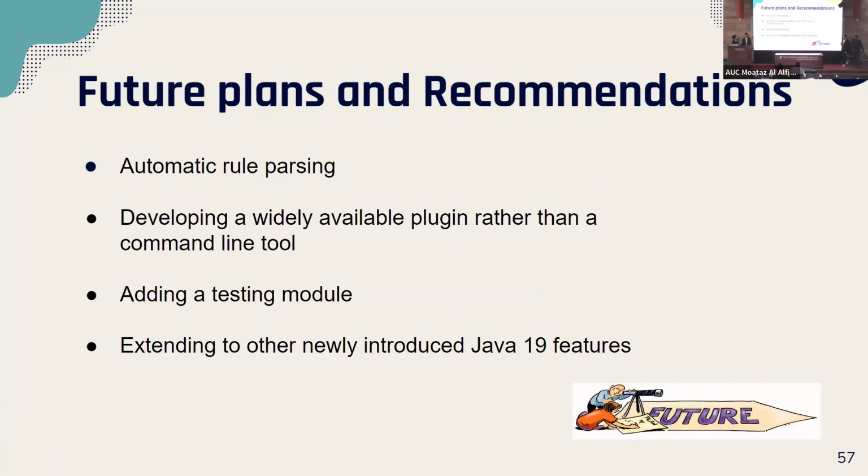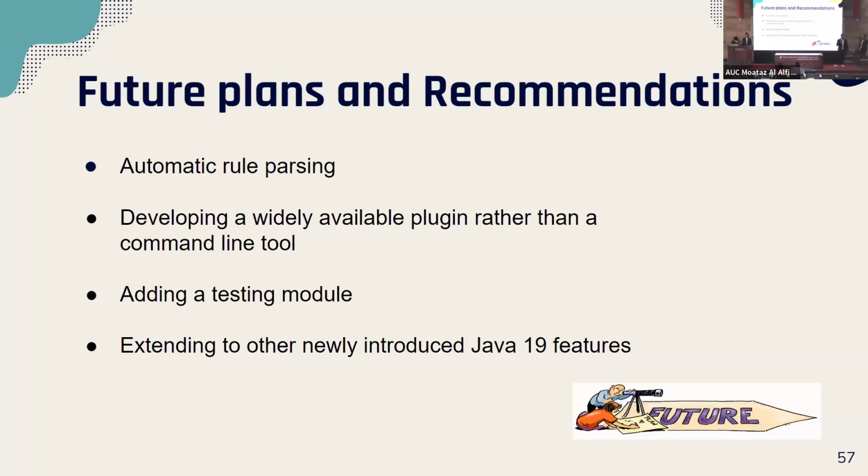Okay, so moving on to the future plans and recommendations for our thesis project. We did have a couple of ideas that we wanted to implement, but we didn't have enough time to implement during the semester. So we gathered up 4 main points as our future plans for our thesis project. First one is implementing automatic rule parsing. This is for the user to write new rules in an XML file or JSON file. Second point is developing a widely available plugin rather than a command line tool. We thought of this because we wanted to give the programmer a better experience and an easier way to handle the migrations.